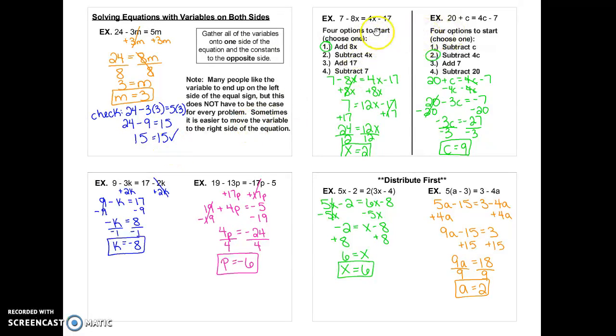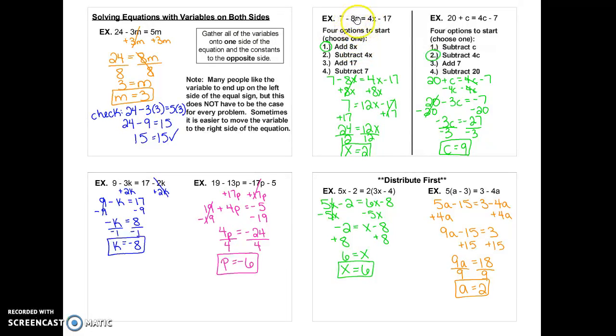Okay, 2 more examples. So we have 7 minus 8x equals 4x minus 17. Okay. Now you have 4 options here for how you want to start this problem. You need to choose one and stick with it. So your choice might be different than mine, and that's okay. It also might be different than someone sitting next to you, and again, that's okay. You have to choose what's going to work best for you.